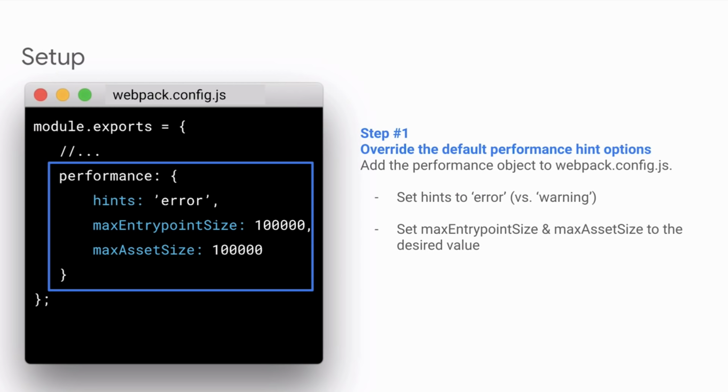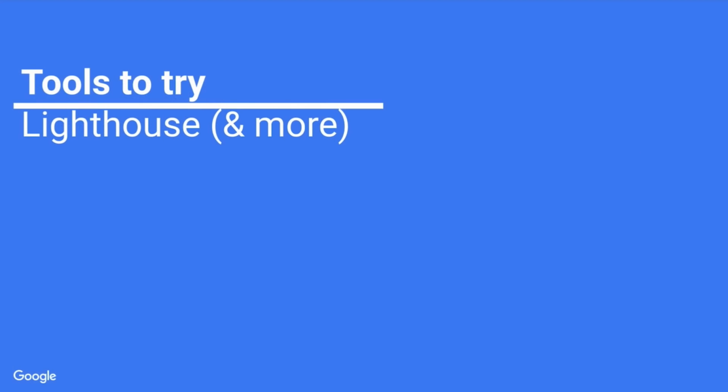In your Webpack config, set it up so that you want to error when a budget is exceeded. You cannot ignore errors, but you can ignore warnings. In addition, you'll probably want to lower the max entry point size and max asset size. As I mentioned, Webpack's default for both of these things is 250 kilobytes. If you're trying to ship a fast site, 250 kilobytes is way too large. However, the exact value that you should set here will depend on your particular site and what your chunking strategy is.